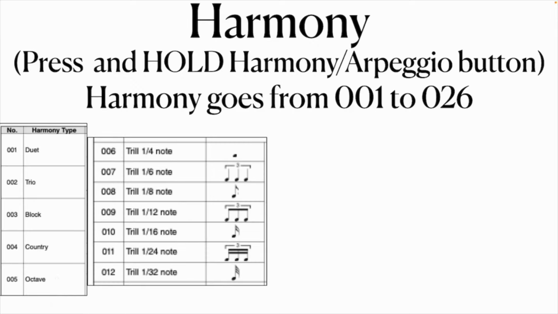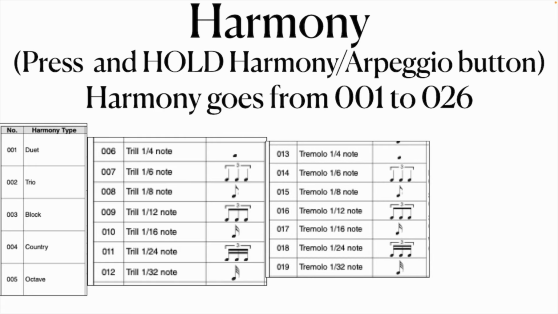These are trills, so harmony number 6 through 12 are trill notes. And this will make more sense when I demonstrate this. Harmony number 13 through number 19 is tremolo.